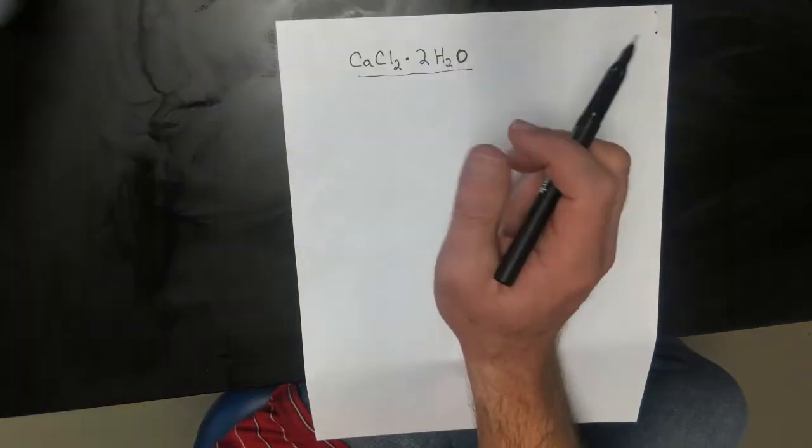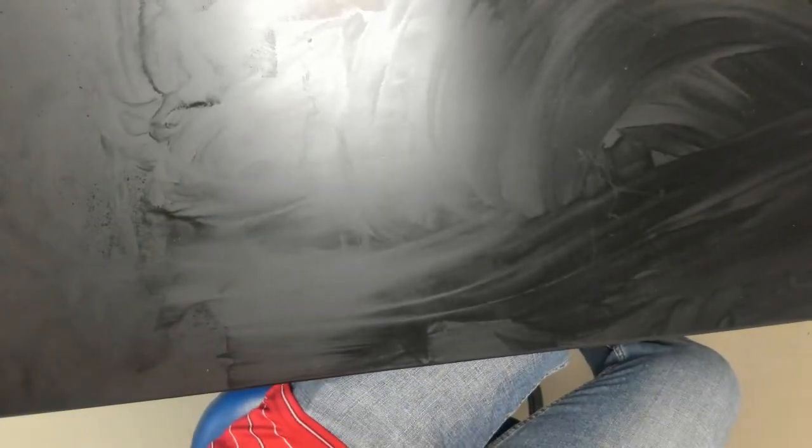All right, so how are we going to do that? Well, let's do an example real quick. Let's say that we have magnesium sulfate, and it's a hydrate. We don't know what X is.